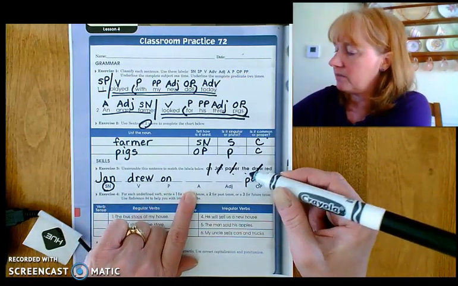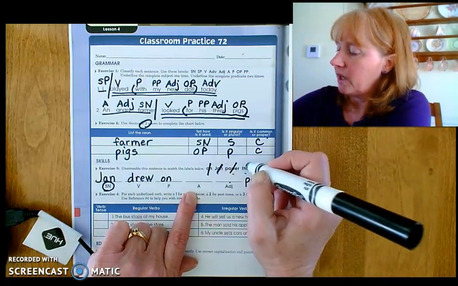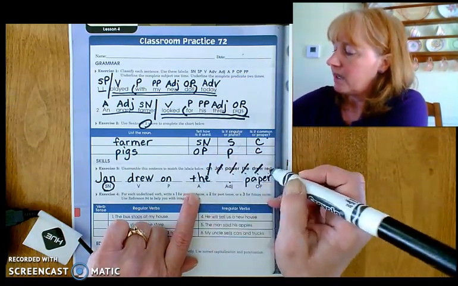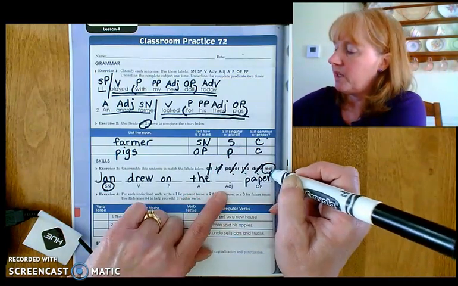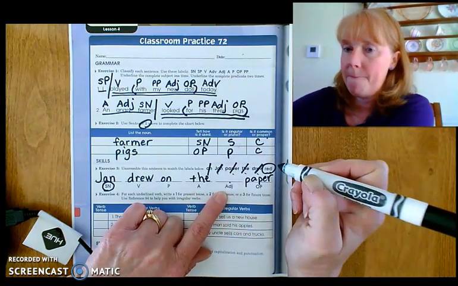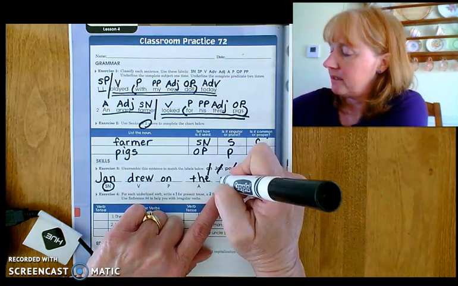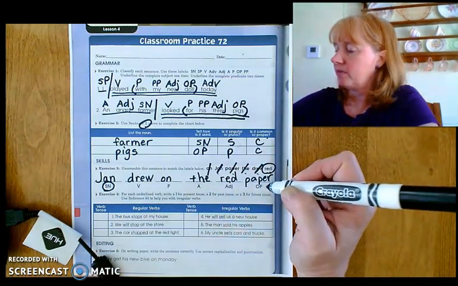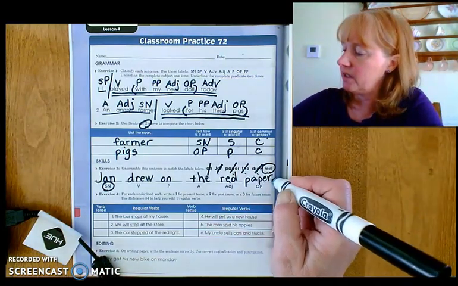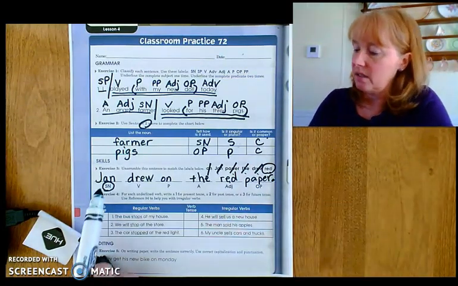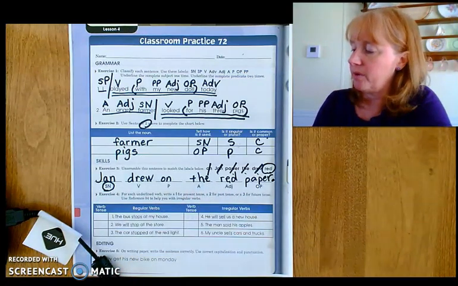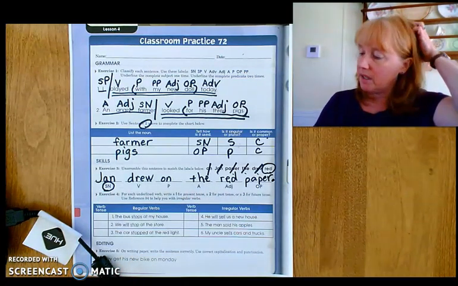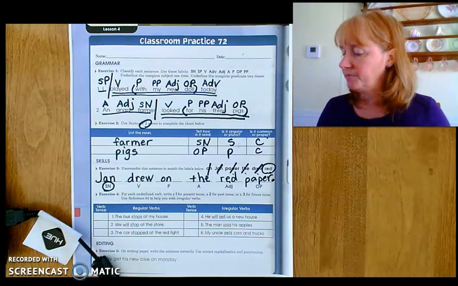We have space here. Article adjective is the. And our last word is red. Can red be an adjective? Yes. What kind of paper? Red. Adjective. Let's read and see if it makes sense. Jan drew on the red paper. Yep, that sounds like a good sentence. And we put a period at the end and we started with a capital letter.